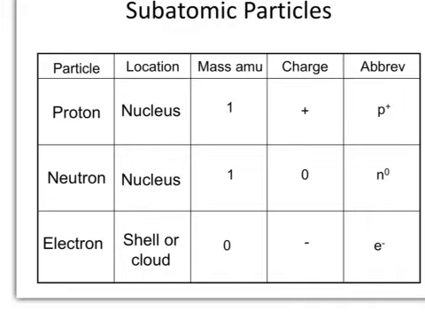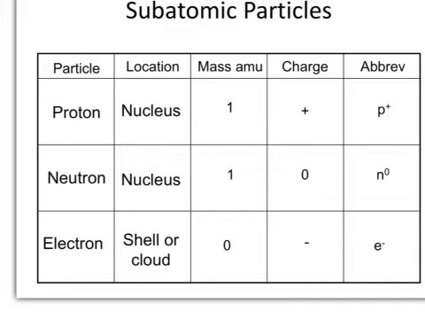Now, a question I need to ask you. When you look at an atom, where is the mass of the atom concentrated at? Well, if you said that the mass is concentrated in the nucleus, you are absolutely correct, because the nucleus has got the proton, which has a mass of 1, and the neutron, which has a mass of 1.